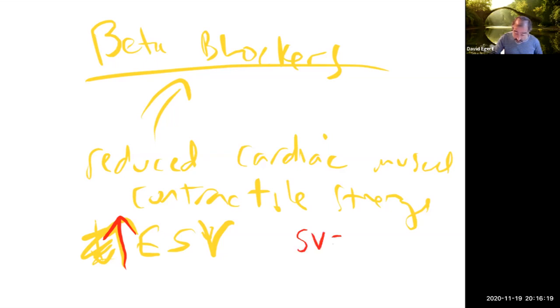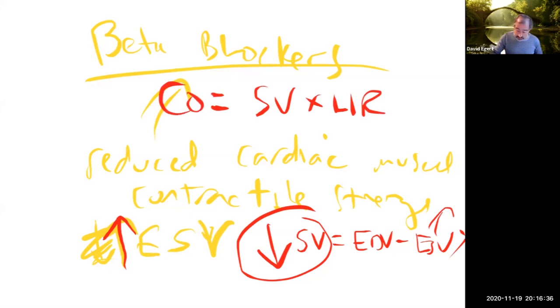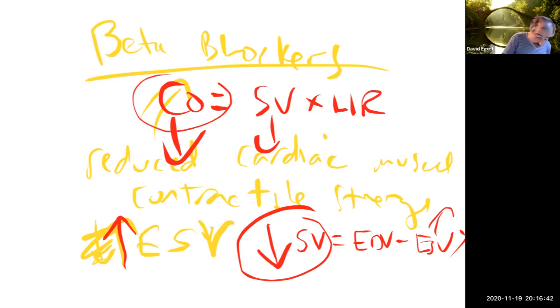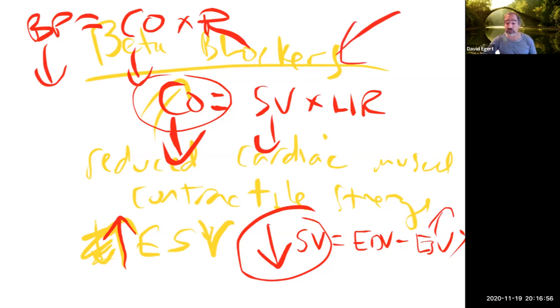And stroke volume was end diastolic volume minus end systolic volume. So if this is going up, stroke volume is going down just because of the math. And then we know that stroke volume times heart rate is cardiac output. So if stroke volume is going down, cardiac output's going down. And then we know blood pressure is cardiac output times resistance. So if cardiac output's going down, keeping blood pressure down. So actually, to understand one of the reasons beta blockers are useful, you actually do have to think exactly like you're saying.